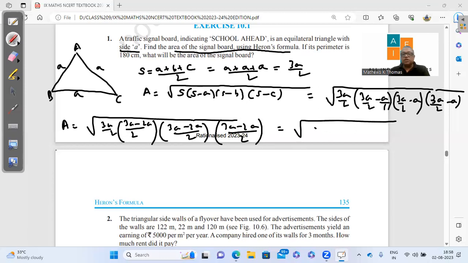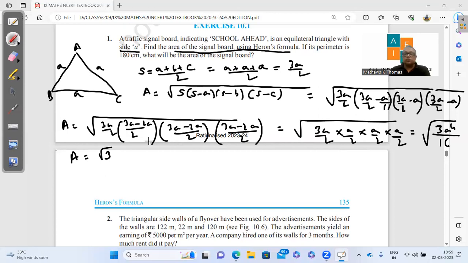So this is going to be 3A by 2 as it is. And when I solve 3A minus 2A, I will get A. So this will be A by 2, A by 2, and A by 2. Every bracket will give me the same result. When I multiply all this, I'll get 3A to the power 4. And this is 2 to the 4, 4 to the 8, 8 to the 16. So area is going to be root 3 because 3 is not a perfect root. So root 3. When you take the square root of A to the power 4, I am going to get A to the power 2. So A to the power 4 is A square into A square, right?